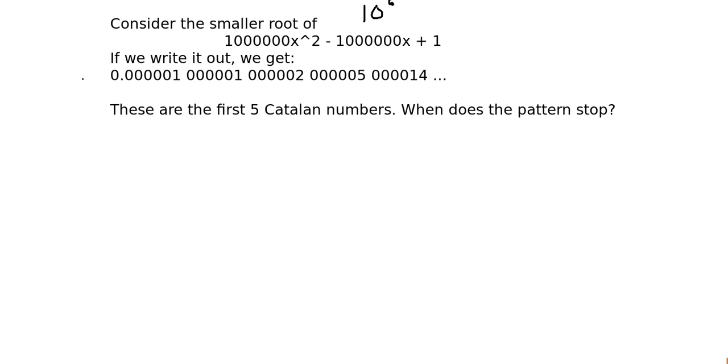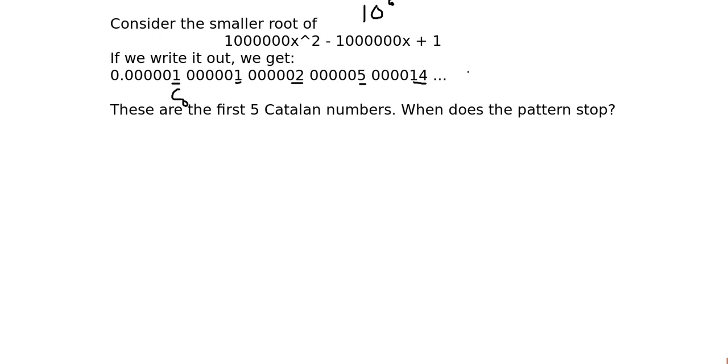And if we write that out, we get 0.000001, 0.000002, and yeah, so it's written out here. What we notice is that we have the first 5 Catalan numbers here. And I believe this is C0. I should probably check that before going on. Yeah, that's C0.